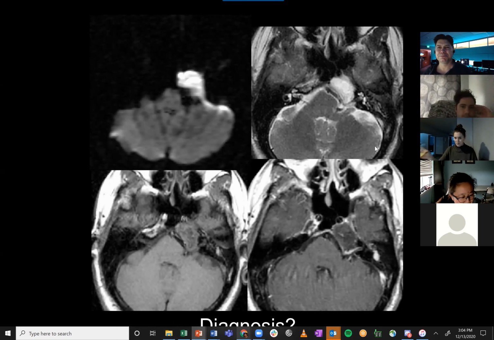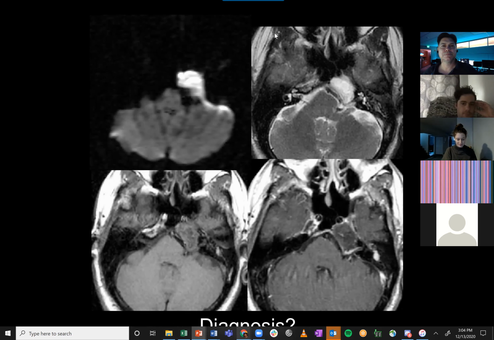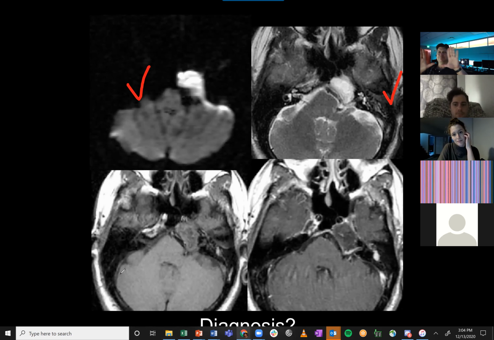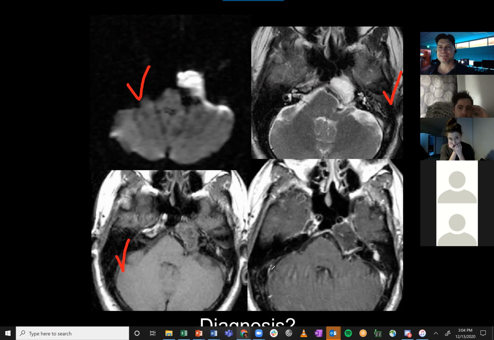All right, so we have multiple axial sequences. The top left is a diffusion weighted sequence. The top right would be a T2 weighted. The bottom right, left, I have trouble with lefts and rights sometimes. And also the fact that my video camera doesn't work anymore is very distracting. Anyway, the bottom left is going to be your T1 pre, and your bottom right is going to be your T1 post.